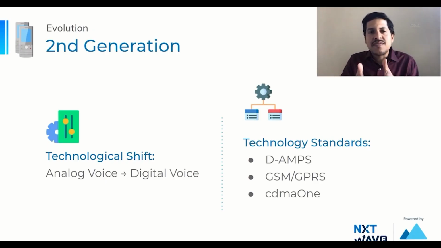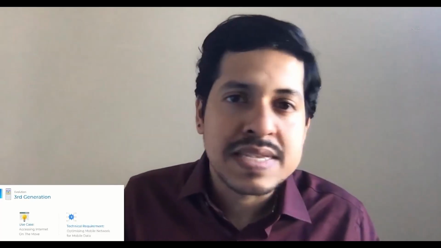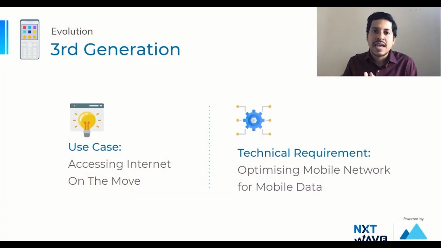Then once we had solved this problem, and the second generation was popular in the 90s, that was also when internet became popular. You might remember the early 90s and late 90s is when internet really took off. So the natural question that people ask next is, now that we are able to make and receive voice calls on our mobile devices, can we now also access the internet on our mobile devices? And that was the new use case that required a new generation of mobile networking.